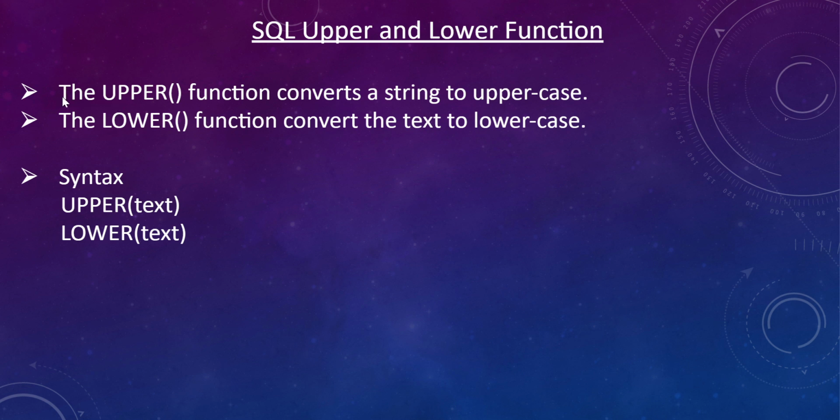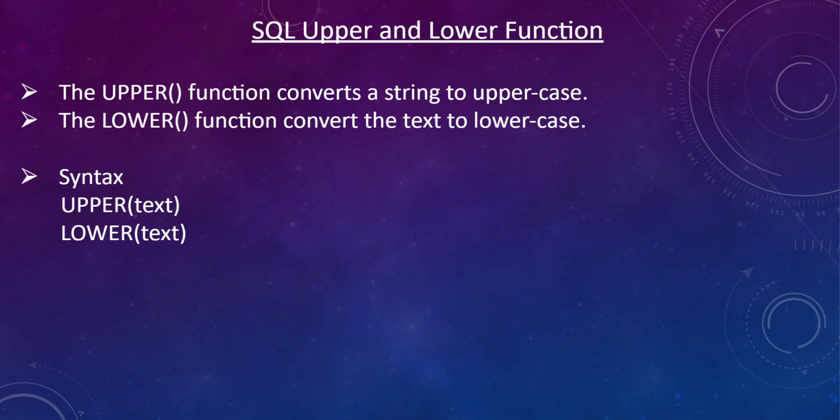As is evident from the name itself, the UPPER function converts a string to uppercase, and the LOWER function converts the text or string to lowercase. The syntax is similar and very simple: UPPER, then the text in parentheses. Similarly for LOWER, the text inside the parentheses.